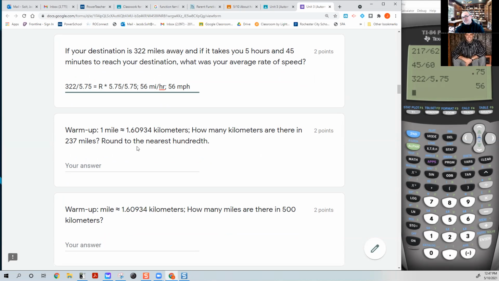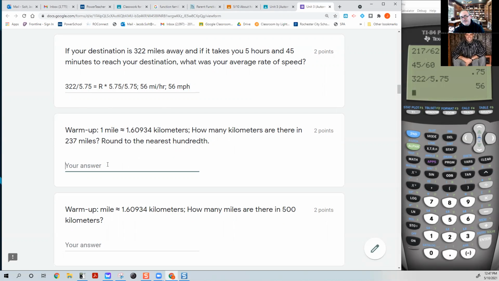And these next two are conversion kinds of math problems. We'll get more into these, I think, in example 3. But let me see, do I have time for this? Yeah, I've got time for this. If 1 mile is the same as 1.6 kilometers, then how many kilometers are there in 237 miles? Right?